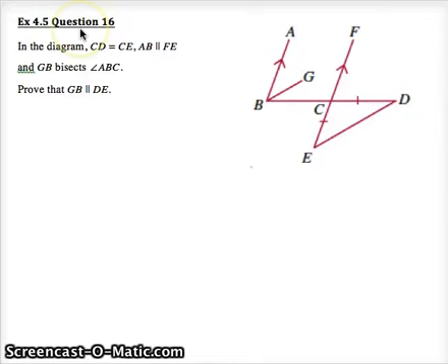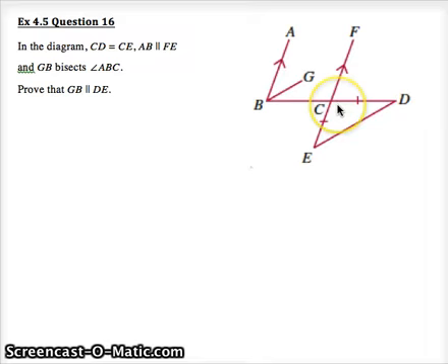This is exercise 4.5, question 16. Now in the diagram, we are told that CD is equal to CE. So we know that this is an isosceles triangle. And we're also told that AB is equal to FE. And we're also told that GB, this line here, or interval, bisects angle ABC.